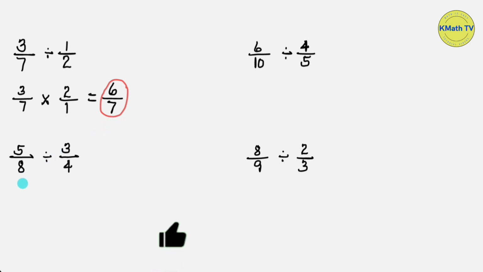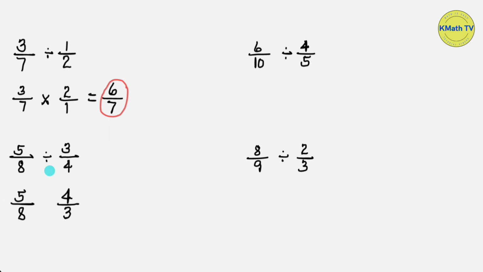Second example, 5/8 divided by 3/4. Let's answer. Copy the dividend 5/8. Next, get the reciprocal of the divisor. Just change the position of the numerator and denominator. So, the reciprocal of 3/4 is 4/3.